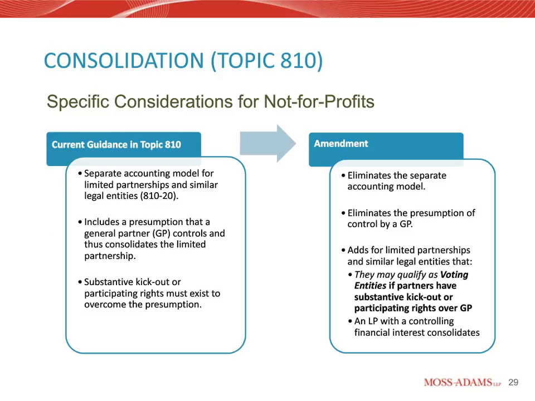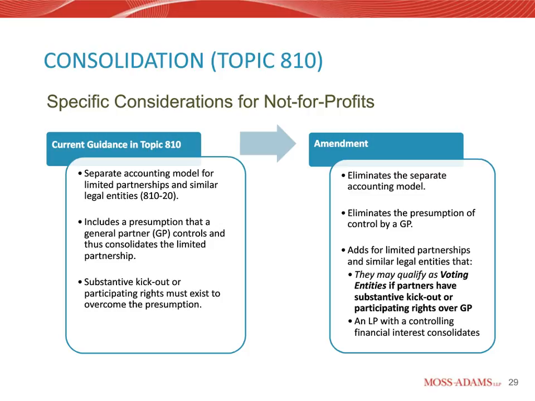So consolidations, topic 810. I always ask, why are there changes? There were concerns that current GAAP might require a reporting entity to consolidate another legal entity in situations when the reporting entity's contractual rights do not give it the ability to act primarily on its behalf, and the reporting entity does not hold a majority of the legal entity's voting rights, or the reporting entity is not exposed to a majority of the legal entity's economic benefits. And so this eliminates the presumption that a general partner should consolidate a limited partnership.